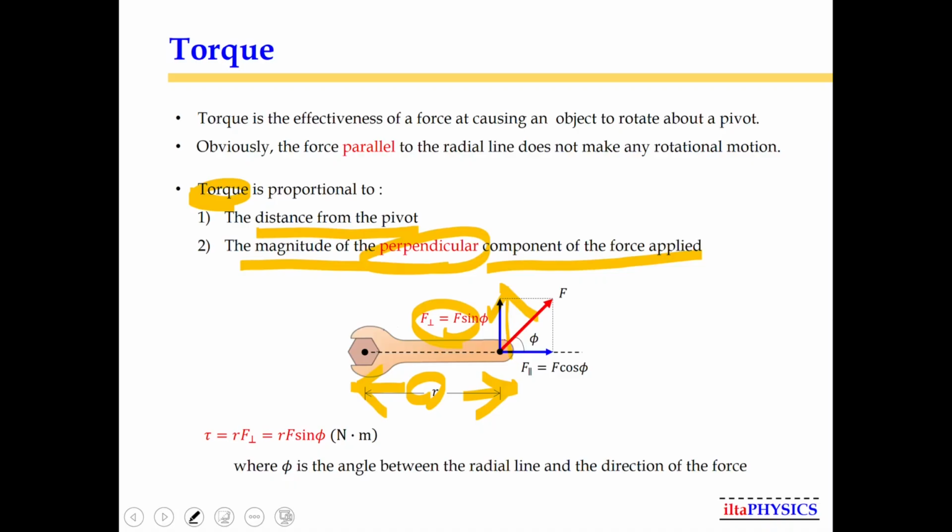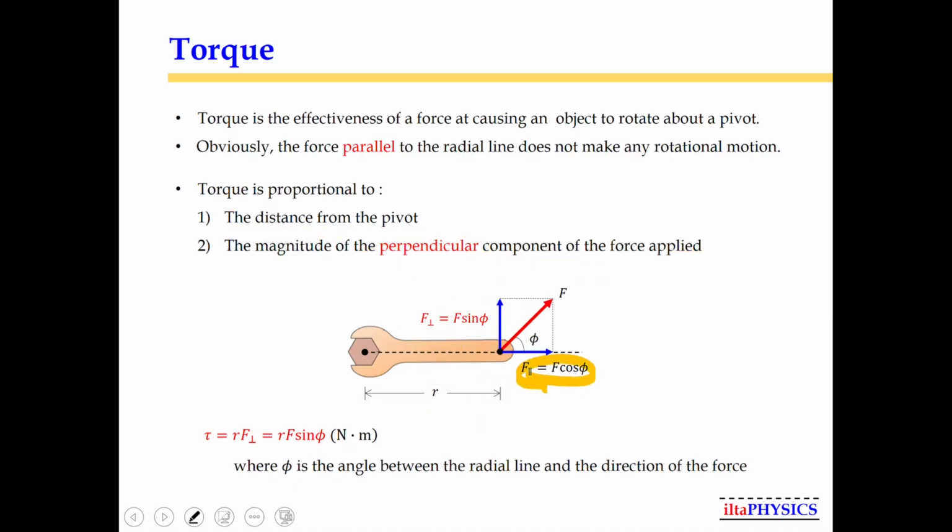Remember, any force parallel to the radial line has absolutely no effect on the object's rotation. If a force is applied at an angle, we can break it down into components that are parallel and perpendicular to the radial line. We only care about the perpendicular component to the radial line. Using simple trigonometry, the perpendicular term can be calculated as F sin φ. As you can see, φ is the angle between the radial line and the force itself. Based on this, torque is the product of the distance from the pivot and the magnitude of the perpendicular force. According to this definition, the unit is Newton meters, N·m.